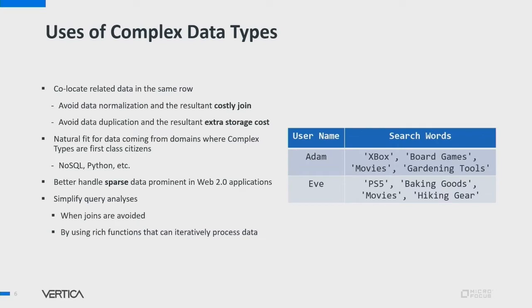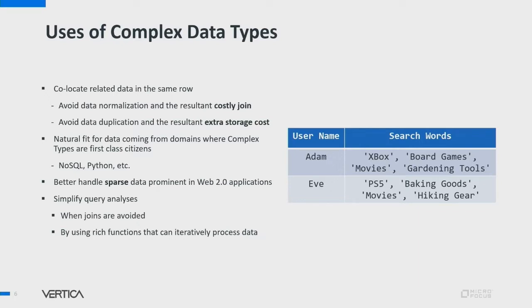So what are the uses of some of the complex data types? The main primary use case for complex data types is to co-locate related data in the same row and take advantage of locality. In the traditional ways to store this data, we would either have to normalize or duplicate. So on the right, we have some sample data where we have a column username and then all the set of search words used by the user. So either we can use a complex type for all the search words, or in the traditional way, we'll have to normalize search words and hit the cost of a join, or we duplicate the username and we end up taking extra storage cost. So that is one advantage of using complex data types compared to the traditional techniques.